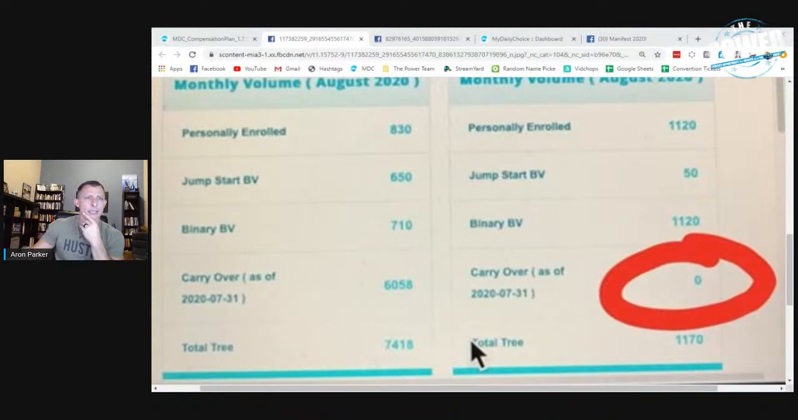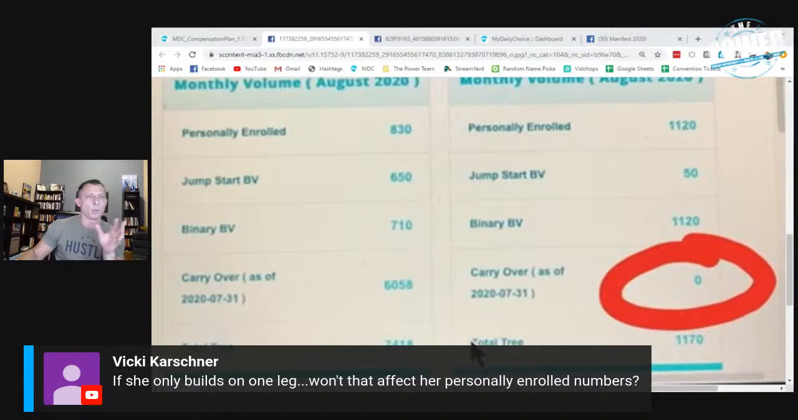Okay, let me just jump in here and see if there's any other questions. Vicky, if she only builds one leg, won't that affect her personally enrolled numbers? Of course. So step one is to get binary qualified. So you have to personally enroll on your left and your right. Once you have the requirement, Vicky, on the personally enrolled left and right, then, as I just explained, you only want to build one leg, and that's the leg where you have the least amount of volume. If you're still new and you don't have much volume yet, then just keep it on alternate until you do. As soon as you have one leg take off, boom, then you build the other leg, okay?